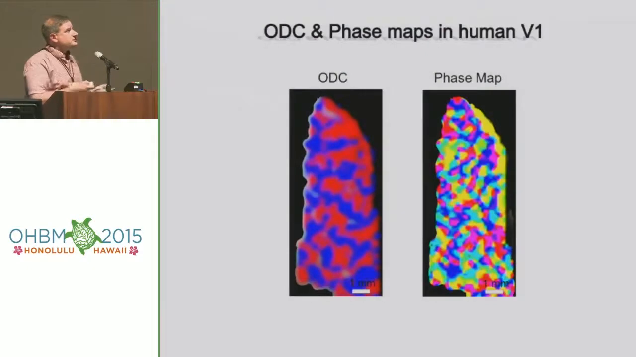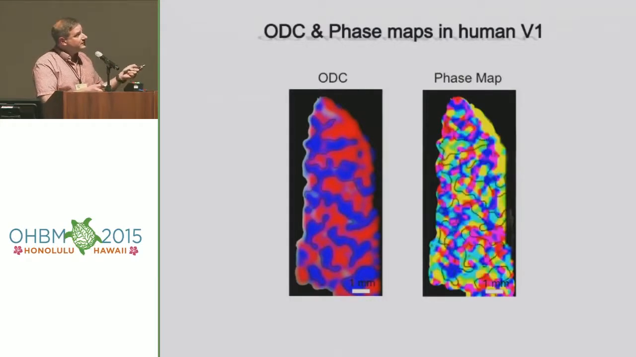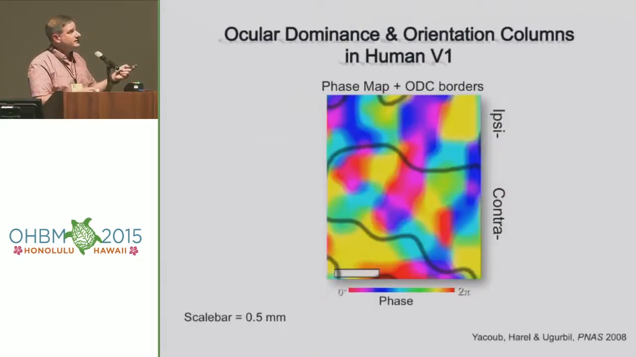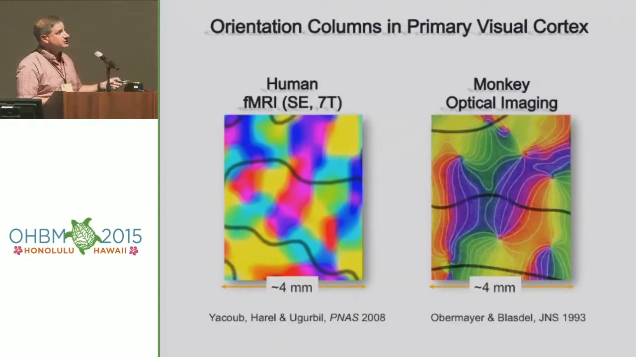So another nice feature is that for the same subject, we have the ODC. Now we can superimpose the ODC on the phase information and look at the spatial relationship. There's a whole literature between the two, the ODC and the orientation columns, and it follows very nicely all of what's known from the organization of orientation and ocular dominance in monkeys and in humans.